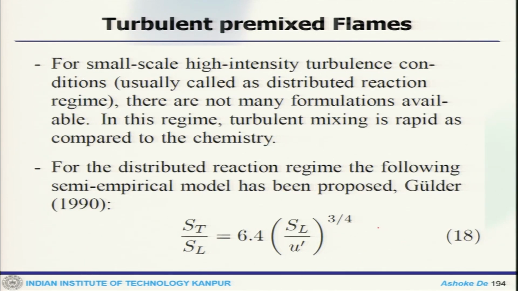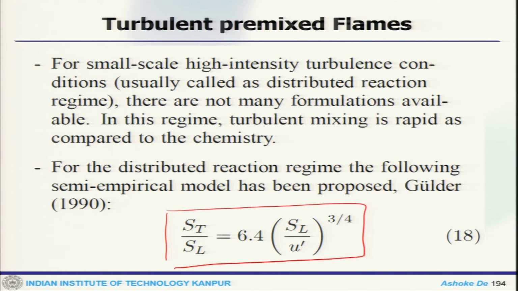Now, if you have a small intensity turbulence condition, there are not many formulations available. In this case the turbulent mixing is rapid as compared to the chemistry. So, for the distributed reaction zone, Gulder in 1990 proposed that this ratio ST by SL is 6.4 into SL by U prime to the power 3 by 4.